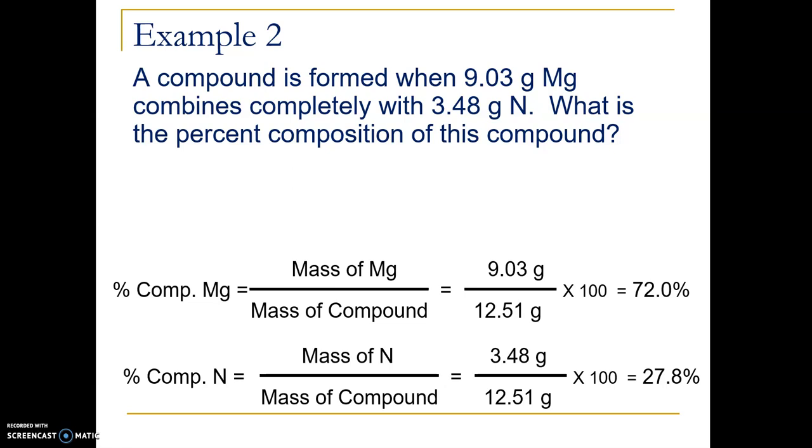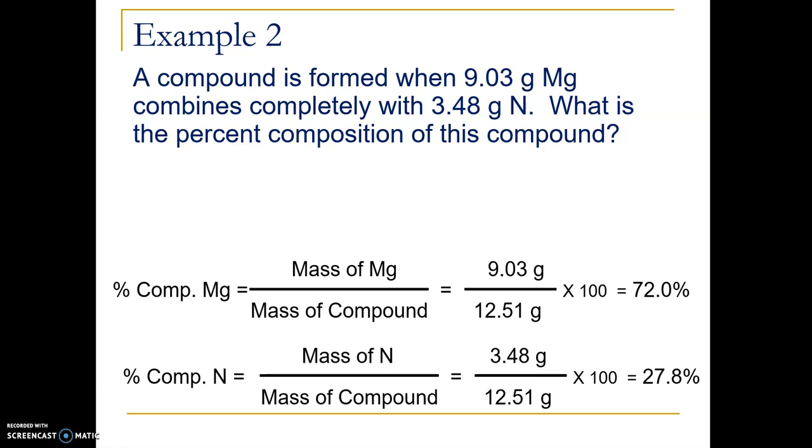If we want to calculate our percent composition, we would start with magnesium. The percent of magnesium would just be the mass of magnesium divided by that total mass of compound we just calculated. So we would get 9.03 grams divided by 12.51 grams times 100, which comes out to be 72.0%.